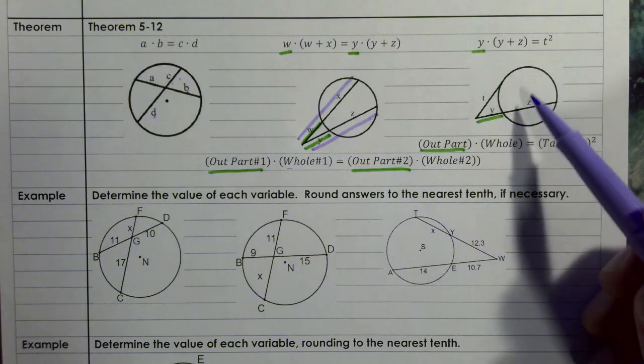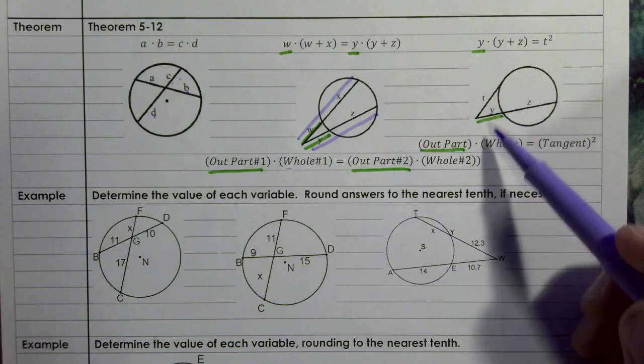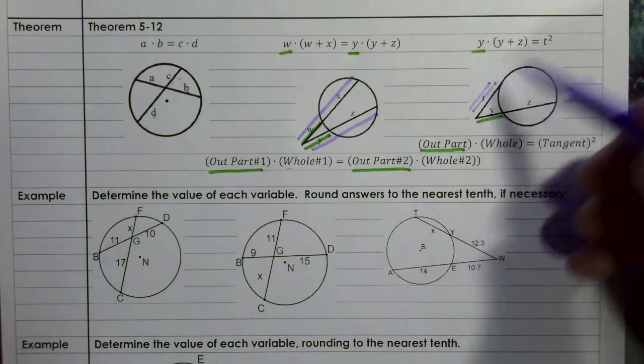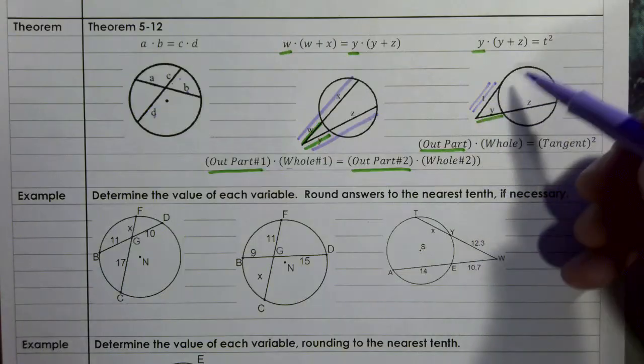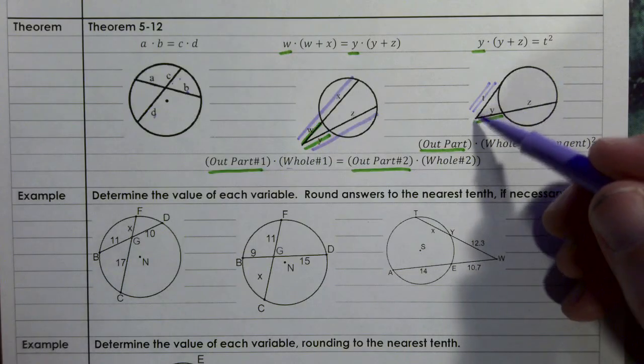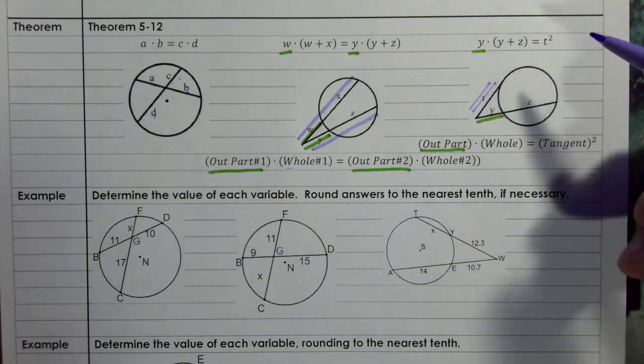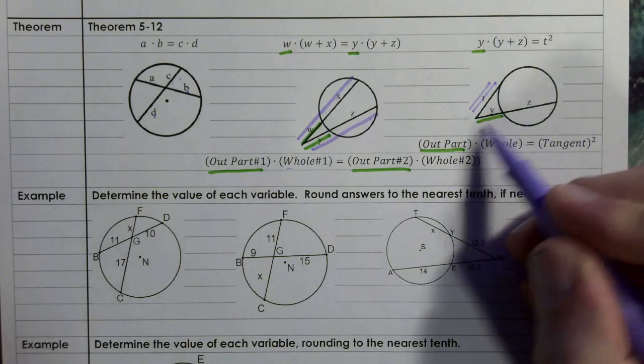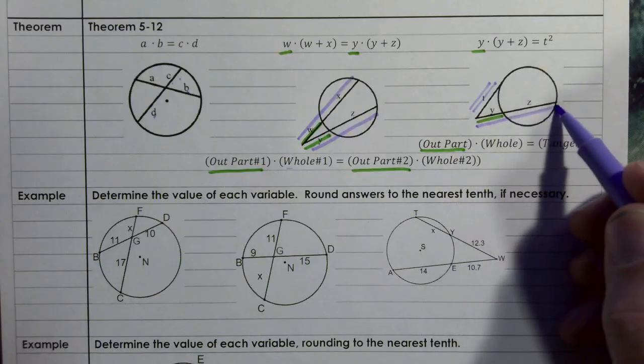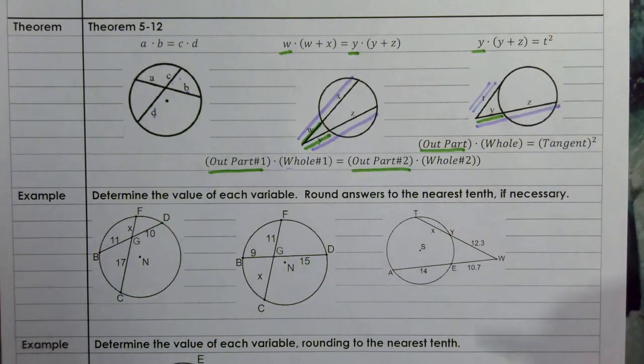Now over here, where we've got like a little tangent line, we end up using this tangent line twice. That's why it's squared, because we don't have an outer and an inner. I'm sorry, an outer and a whole. Our outer is the same as the whole. And then here we've got our out part and then that whole part right here. So let's try it out.